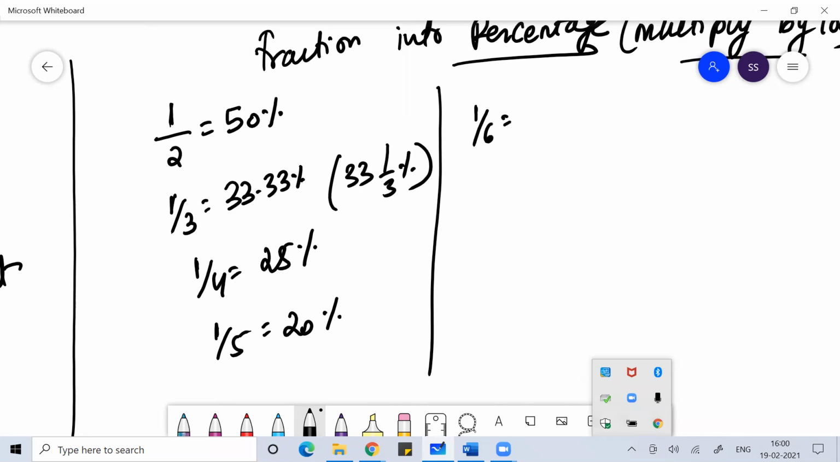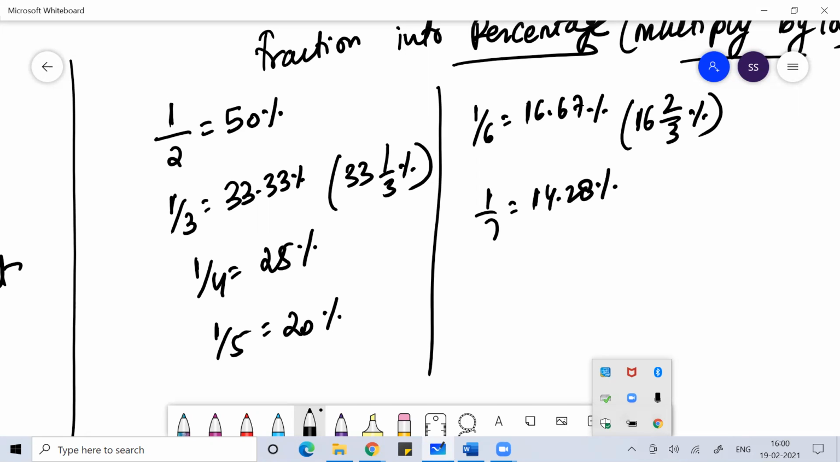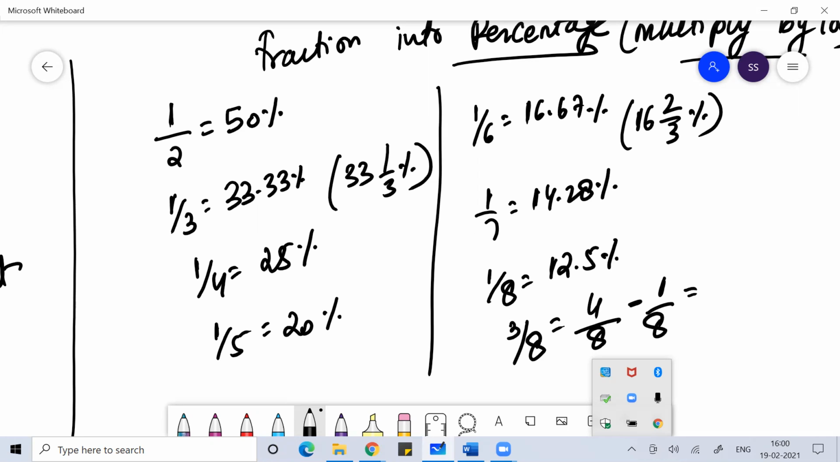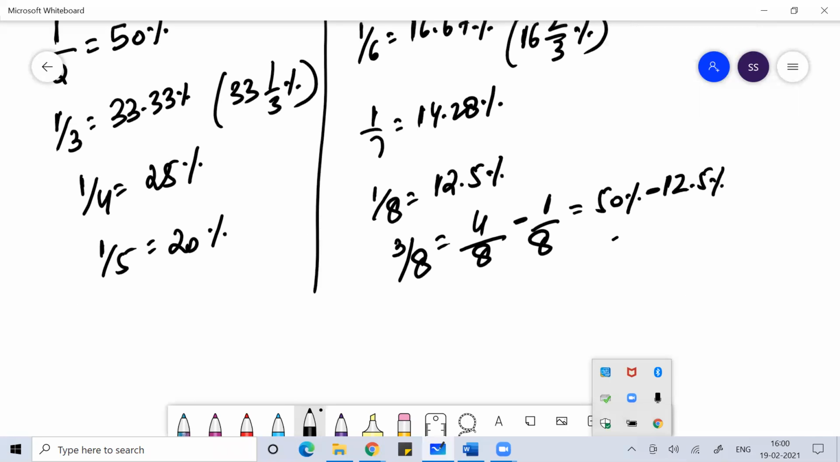1 by 6 is 16.67%. The other way of writing 16.67% is 16 2 by 3%. 1 by 7 is 14.28%, or 14.29%. 1 by 8 is 12.5%. If I say 3 by 8, 3 by 8 is 4 by 8 minus 1 by 8. 4 by 8 is 50 and 1 by 8 is 12.5. So 3 by 8 means 37.5%.